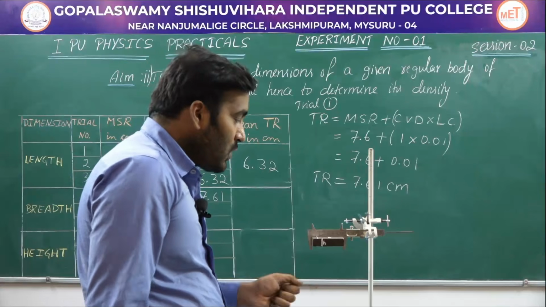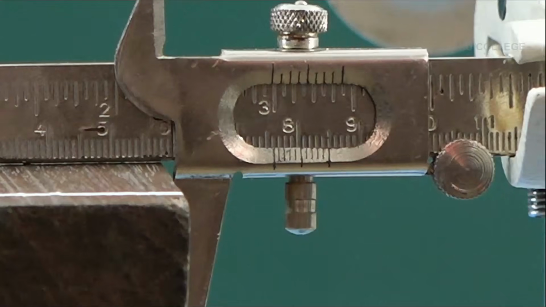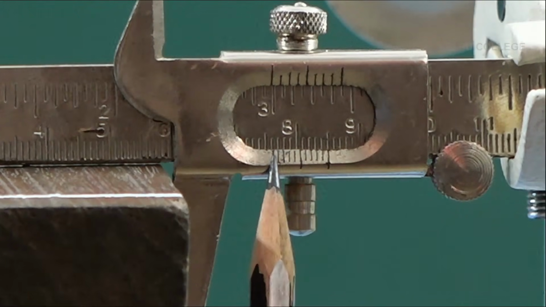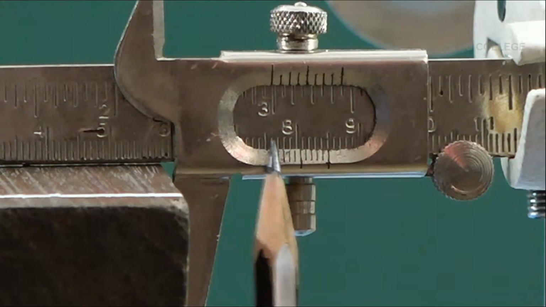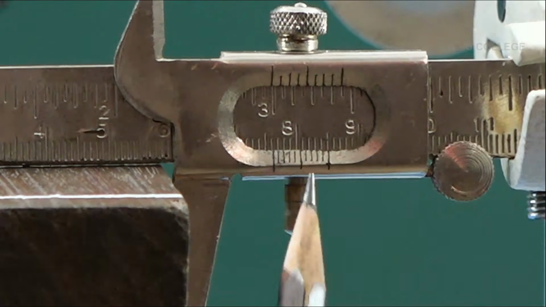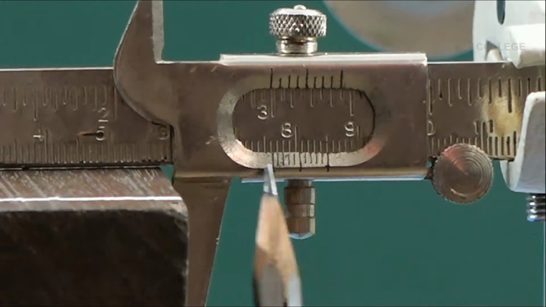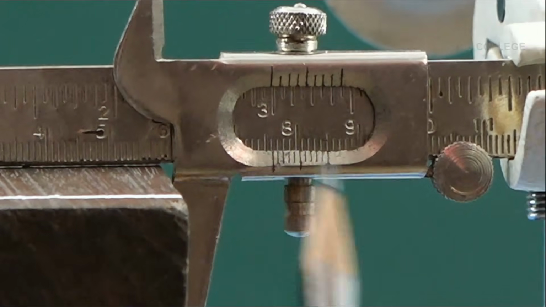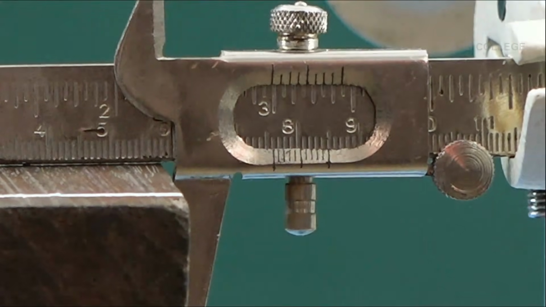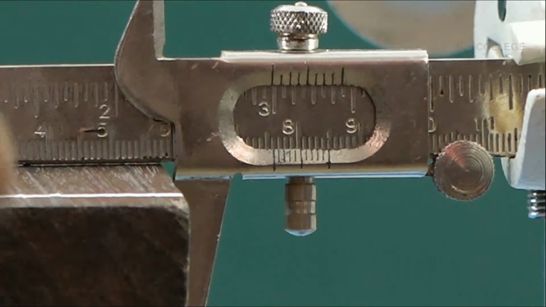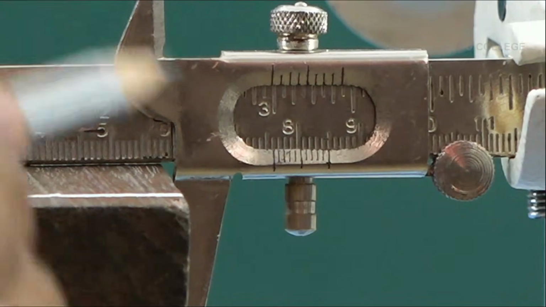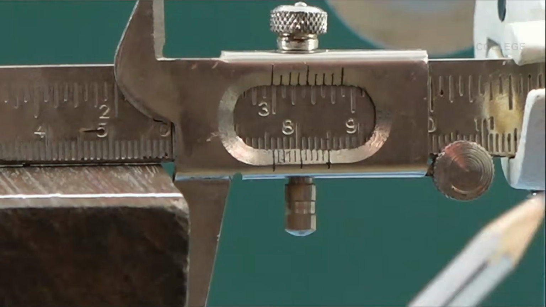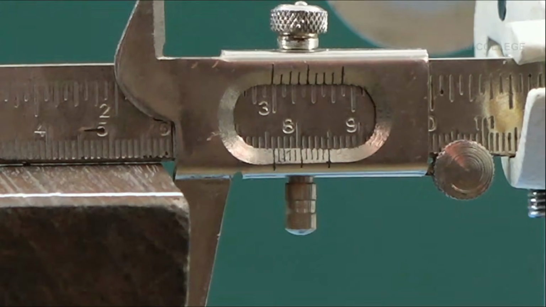Now let us find the values of main scale reading and CVD. If you observe the 0th division of the vernier, this division itself is exactly coincided with the main scale division, correct? So in this case, main scale reading is considered as 7.6 centimeter only because it is coincided with 7.6 centimeter. And CVD should be considered as 0 here.